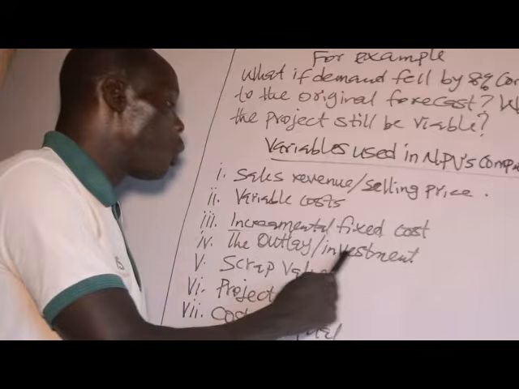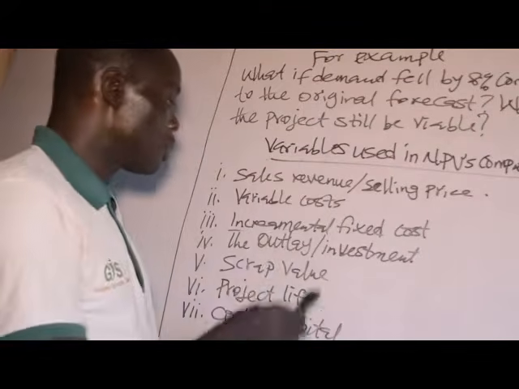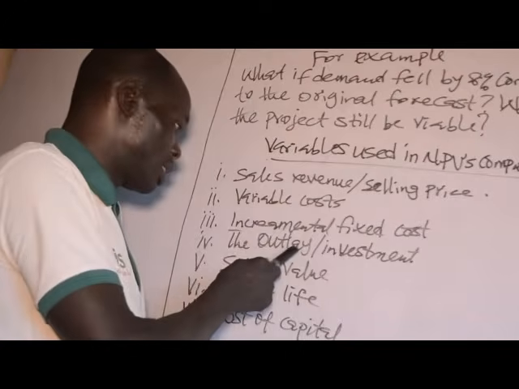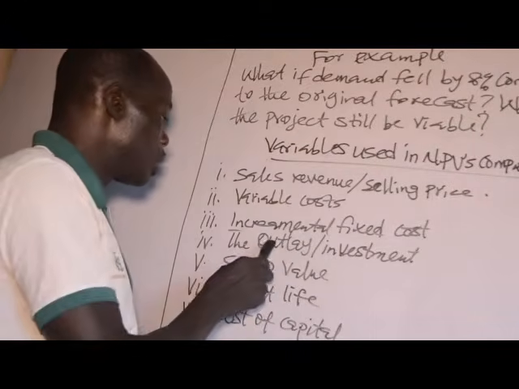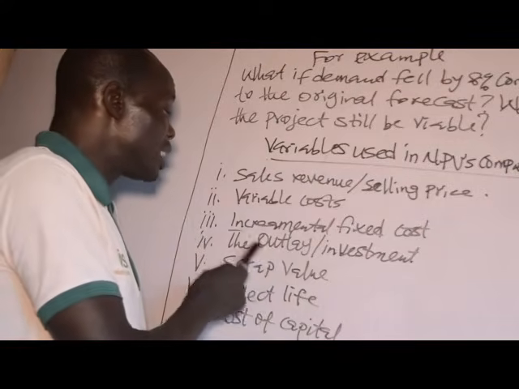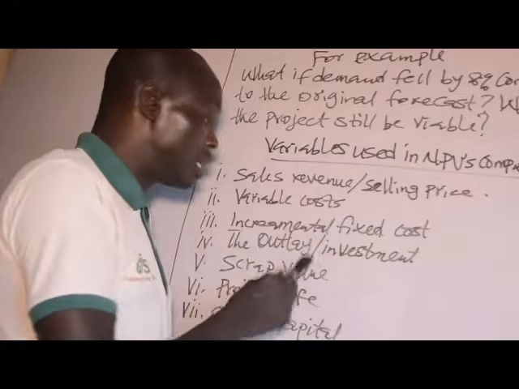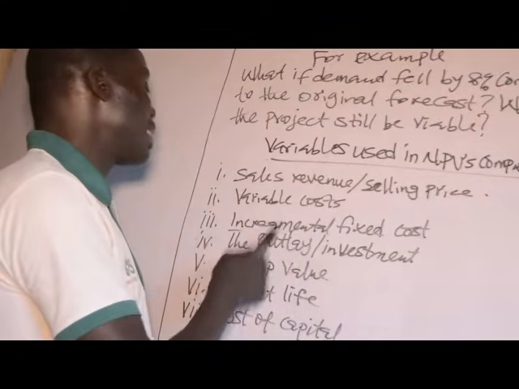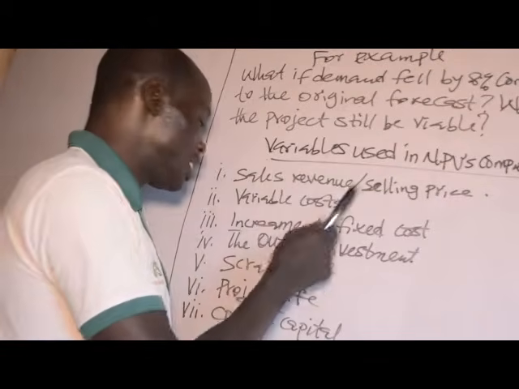Then sensitivity to initial outlay. By what percentage can your initial outlay be increased, since it is an outflow, and still report positive NPV? That means if you increase your initial outlay by more than that percentage, the NPV will be negative and the project becomes unacceptable. That is the sensitivity to initial outlay.